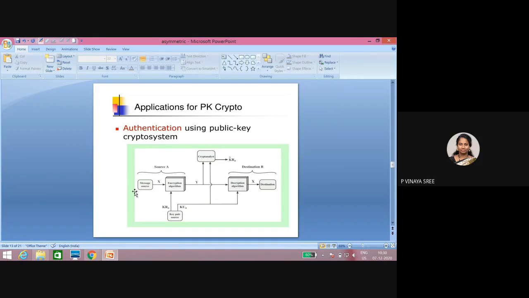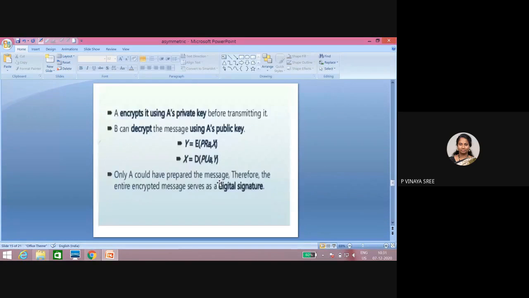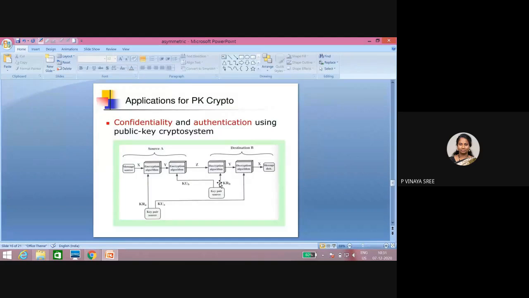So here the message is encrypted with the private key of A, so that it has to be decrypted with the public key of A, so that the receiver is able to identify that the message I received is from Alice, not from any other one. Okay. So here it shows only authentication. Confidentiality is missing. Why? Because with a public key, anyone can decrypt, because the public key is broadcasted. So to overcome that, we are combining confidentiality and authentication.